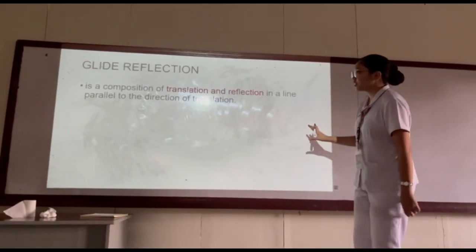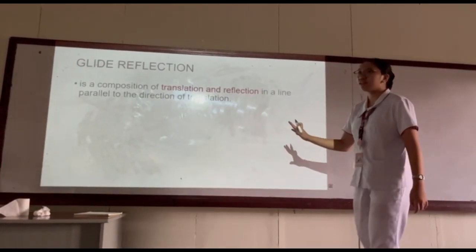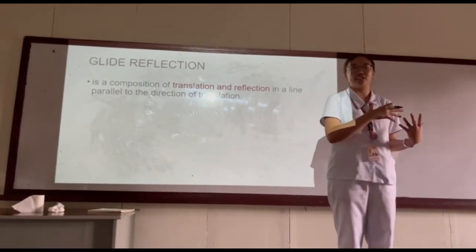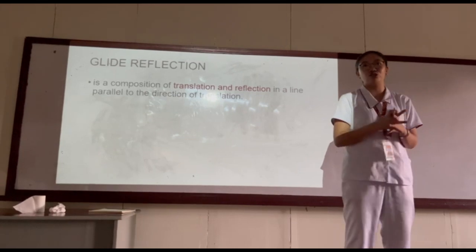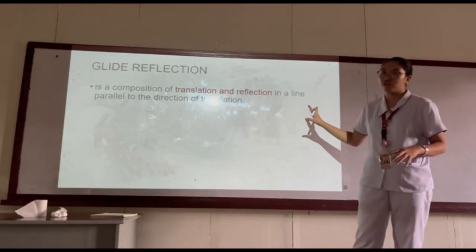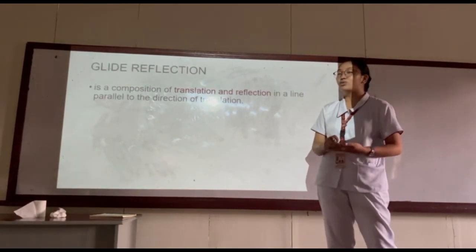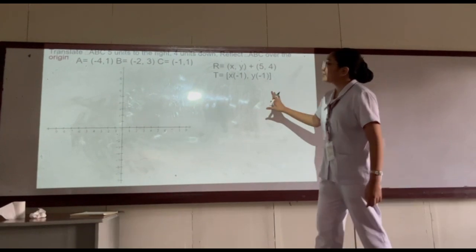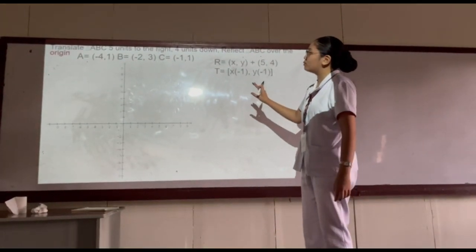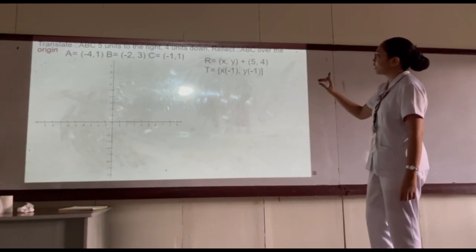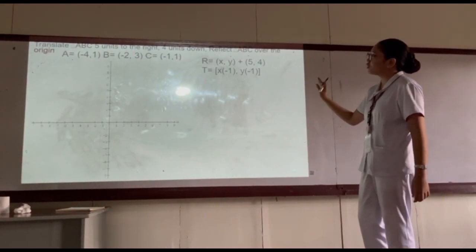So the next example of geometric transformation is called line reflection. Basically, it's just a combination of both translation and reflection. We're going to use both techniques of both types of geometric transformation and combine them into line reflection. So here's our example. Translate object 5 units to the right, 4 units down, and reflect object over the origin.